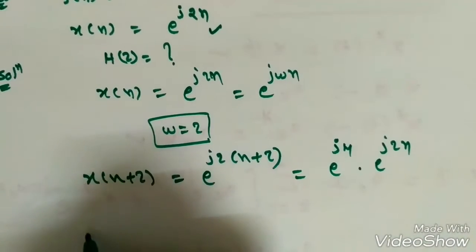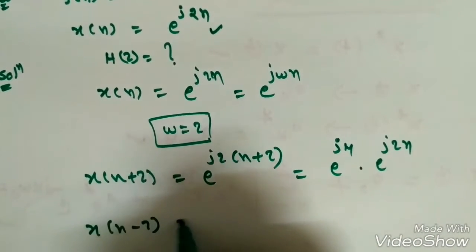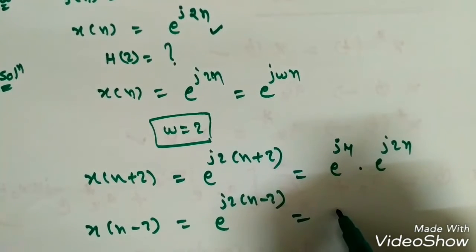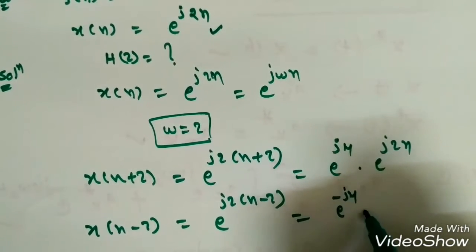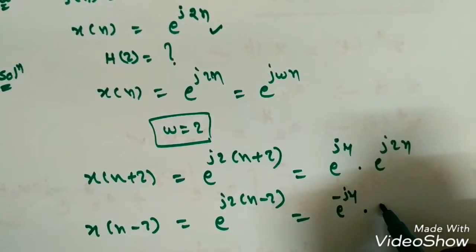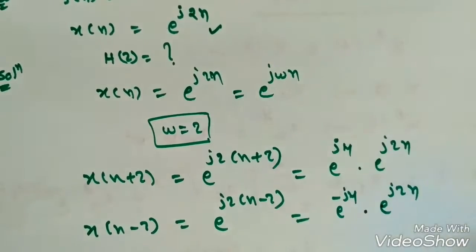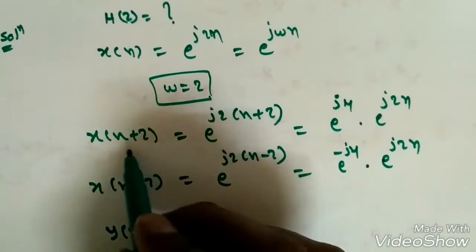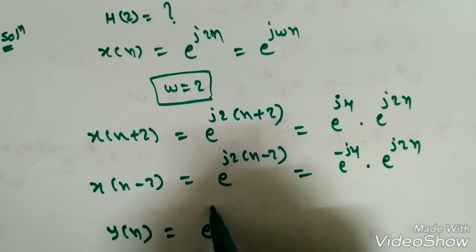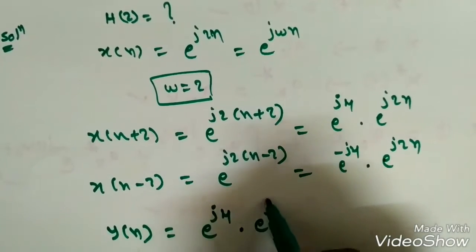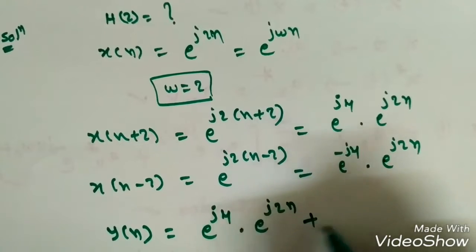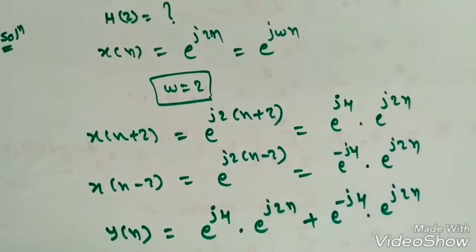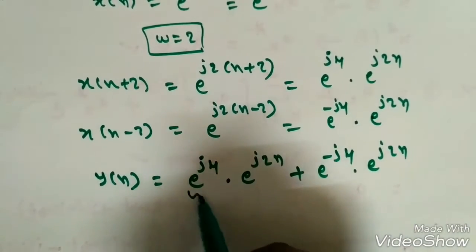One equation. Similarly, x of n minus 2, that is e power j2(n minus 2). So it will become e power minus j4 into e power j2n. Now for the expression y of n equal to x of n plus 2, this will become e power j4 into e power j2n plus e power minus j4 into e power j2n. That is, two signals will give two eigenfunctions.